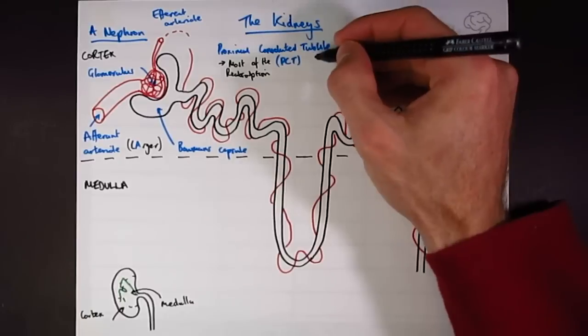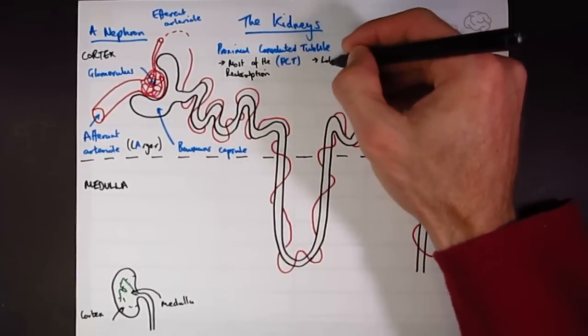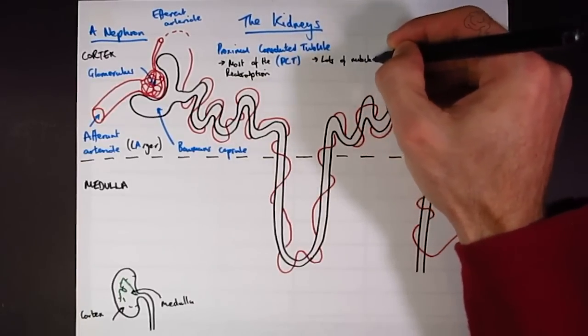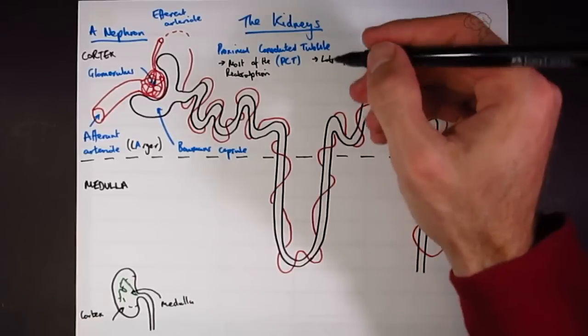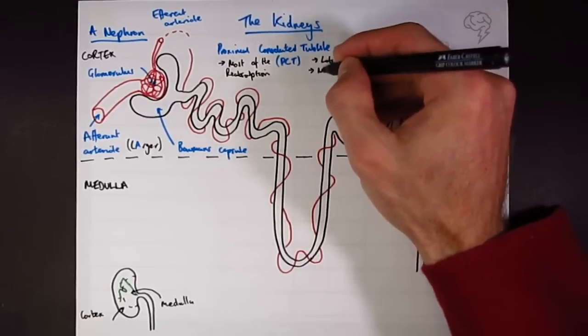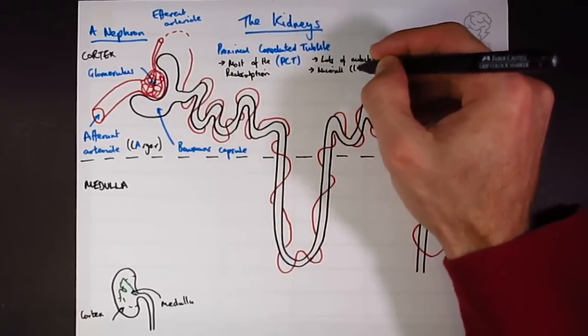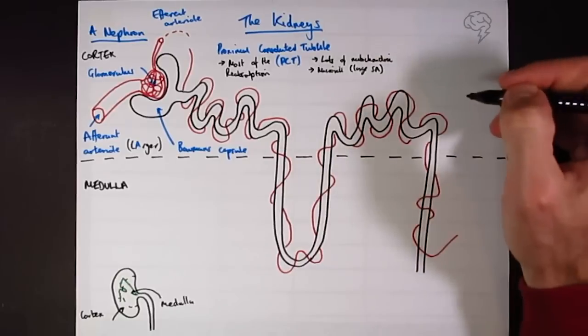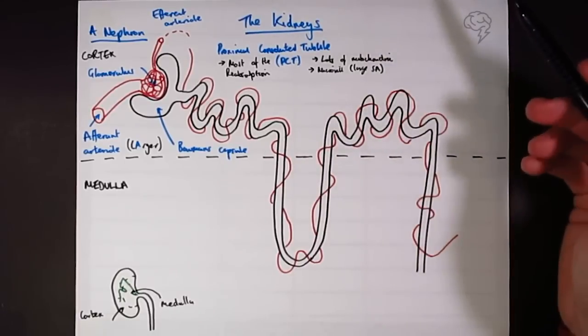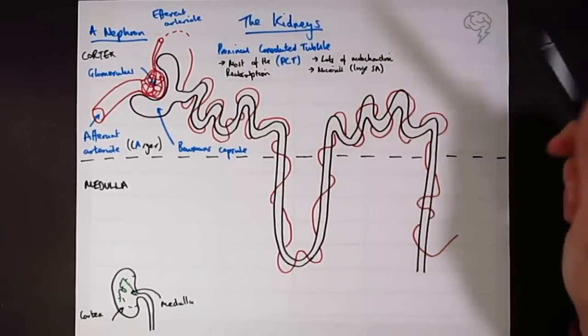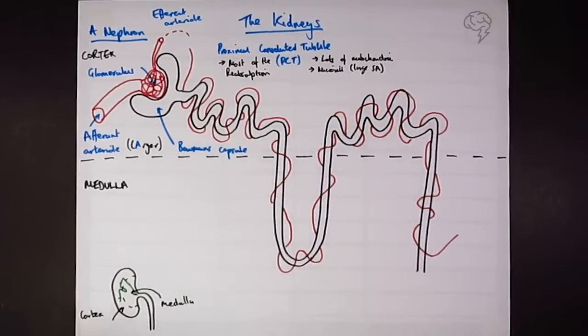It's doing a lot of this by active transport, so there's lots of mitochondria. And we can say that for large surface area, we have microvilli. I'm just going to write capital S, capital A for surface area. I'm going to be quite tight on space. Okay, so what next? We've gone through the proximal convoluted tubule.